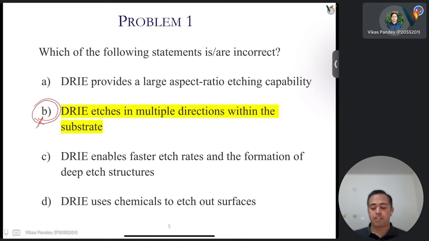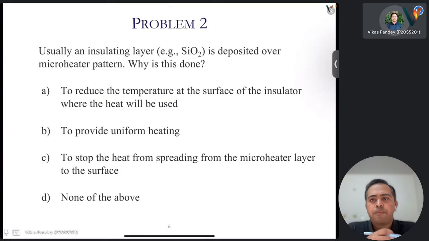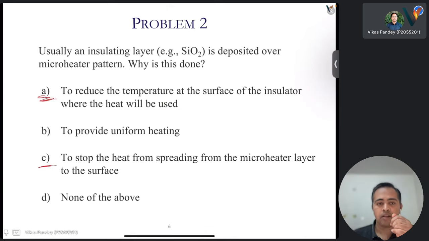So let's move on to the next problem. Problem 2. Why is an insulating layer, for example SiO2 or polysilicon, deposited over the microheater pattern? Usually this is done, and why is this done? First, to reduce the temperature at the surface of the insulator where the heat will be used. The statement itself seems wrong. If we are using heat, why would we want to reduce it? Second, to provide uniform heating. Third, to stop the heat from spreading from the microheater layer to the surface. Options A and C outrightly seem incorrect, right? So the option can be B or D. And certainly we want uniform heating, and in fact this is the reason we do it.